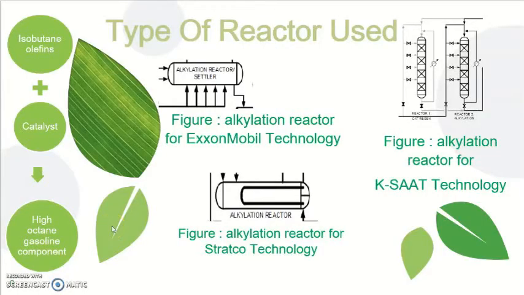Hi Prof and friend, I'm Wei En and I'll be talking about the type of reactor used in the alkylation process. So first of all, the reactor will change isobutane and olefins in the presence of catalyst into high-octane gasoline component.